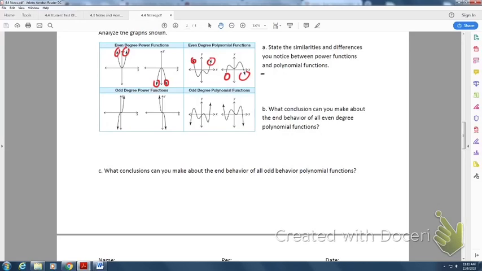Now going to my odd degrees that are positive, there's the power function, it's down, up. Polynomial is down, up. If it's negative, power is up, down. Polynomial is up, down. So what that tells me is that whether it is a power or a polynomial, they have the same end behavior.